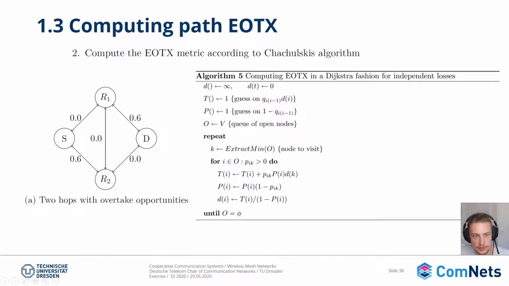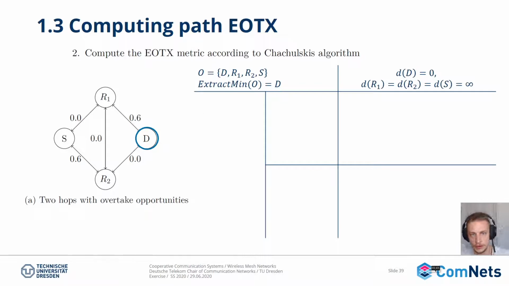So now we are already finished with the first task, and we come to the second task, where we compute the EOTX metric according to the algorithm you find in the sheet. It looks quite complex. It's actually not super hard to do, but you really have to keep track of all the symbols and their values, because you update them. They change their values, and you have to always use the right one to not make a mistake, which then draws until the end of your calculations.